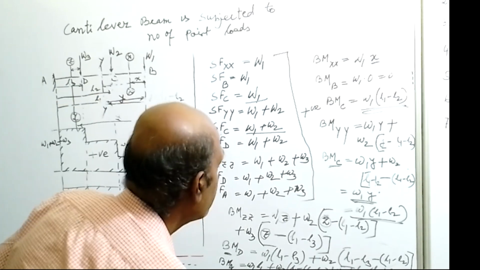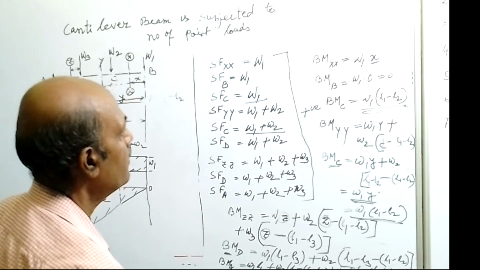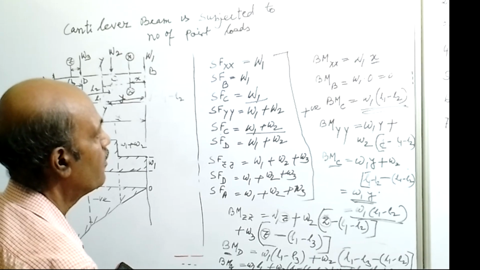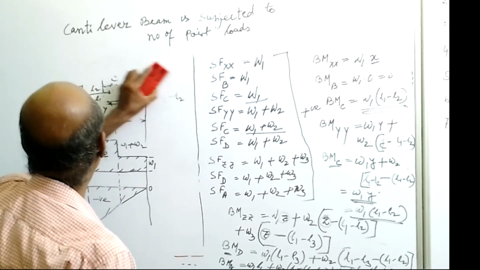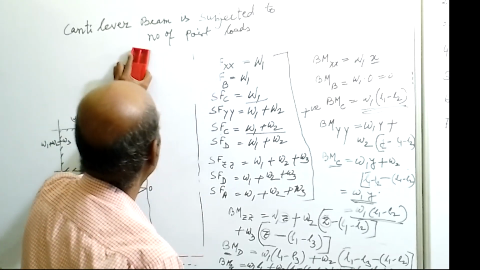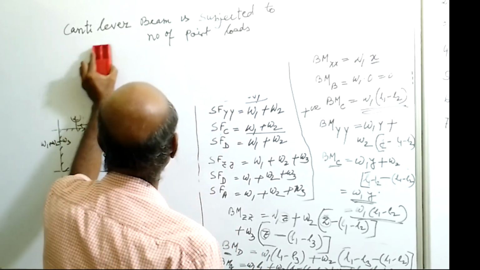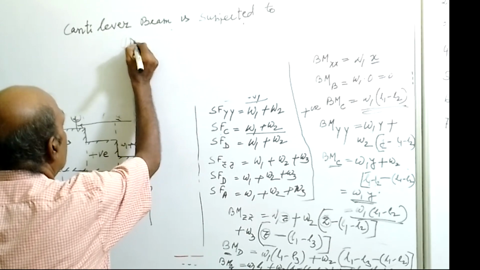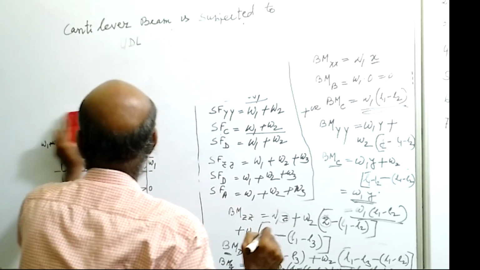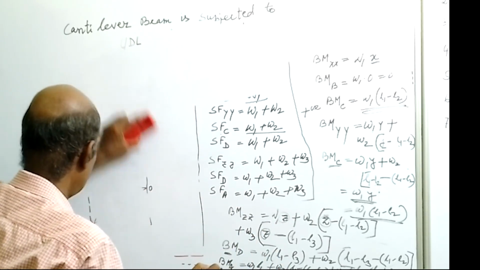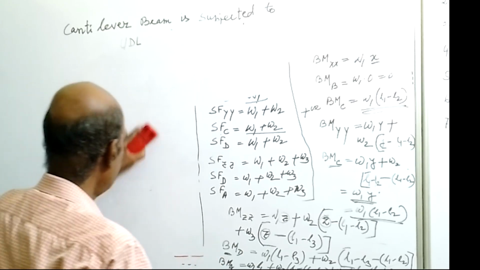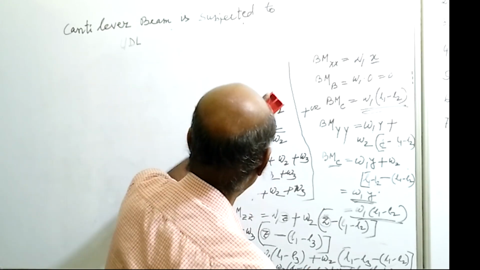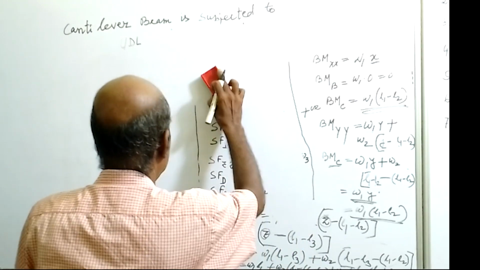Now we will see the next problem, that is, if the cantilever beam is subjected to uniformly distributed load, only uniformly distributed load acting over the beam. For that case, what should be the shear force and bending moment diagram, we will see.